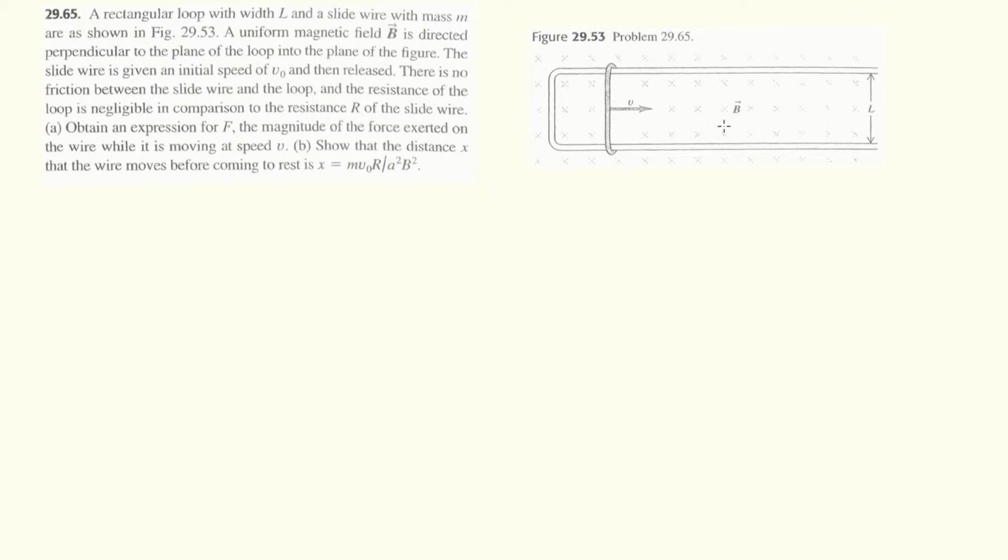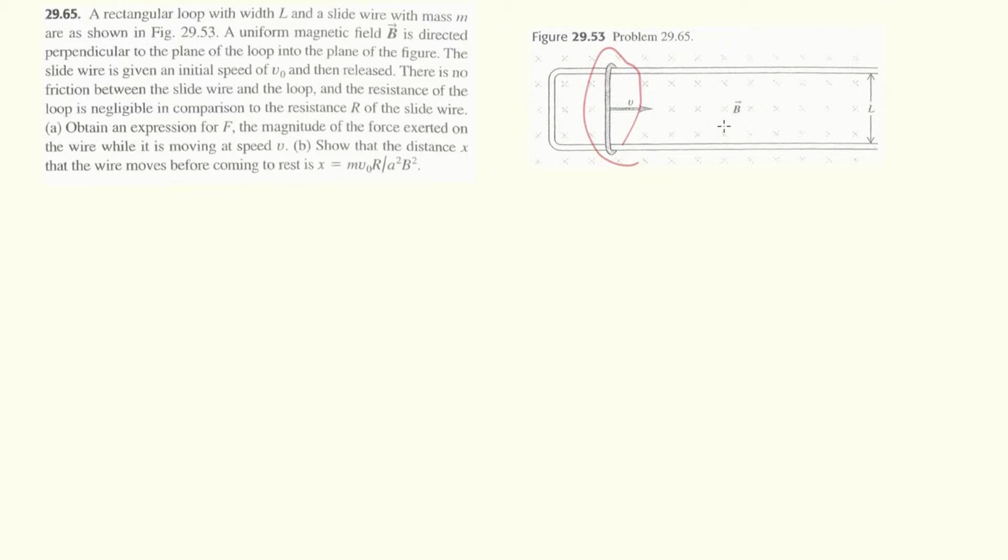In problem 29.65, you can see that there is a rectangular loop on the right with a length L and a slide wire with mass M. The slide wire is this thing right there. There's a uniform magnetic field B, and we're going to slide the slide wire to the right with some force. It's going to keep a constant speed, and we want to know what force is required to do that.